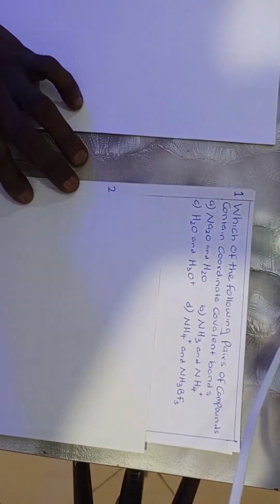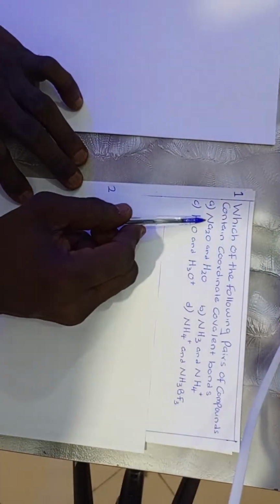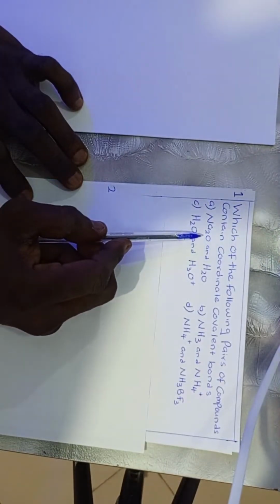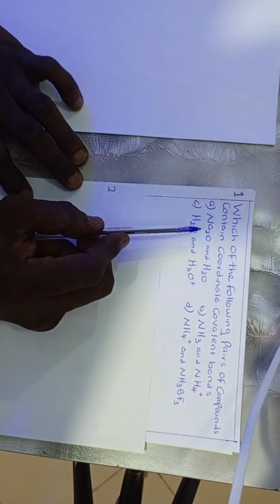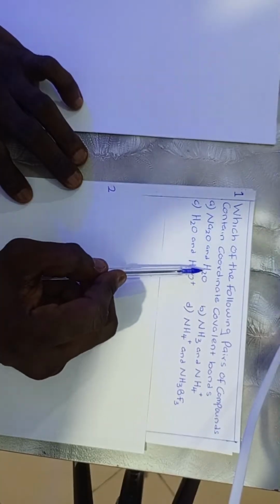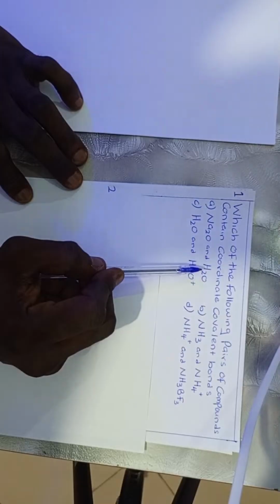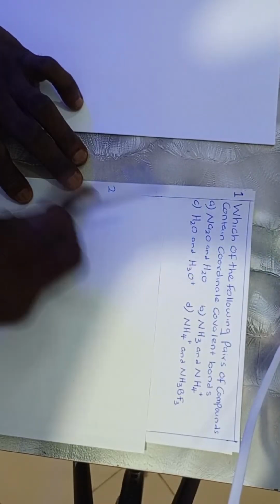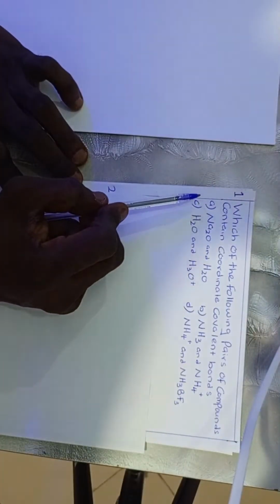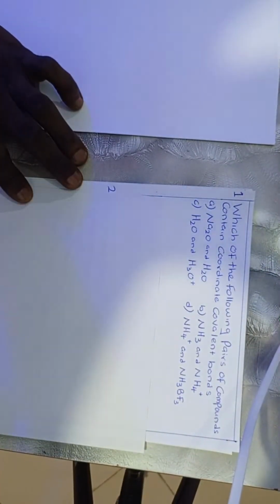Now, looking at the options, option A, we have sodium oxide. Sodium oxide is an ionic compound because you have a metal and a non-metal. We have water. Water is a covalent compound because it involves covalent bonding between hydrogen and oxygen. So option A is not going to be our correct answer. Let's go to option B.